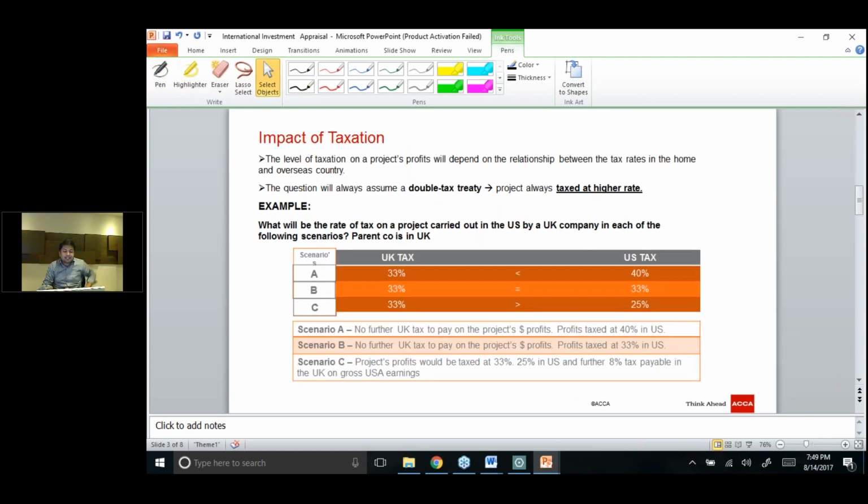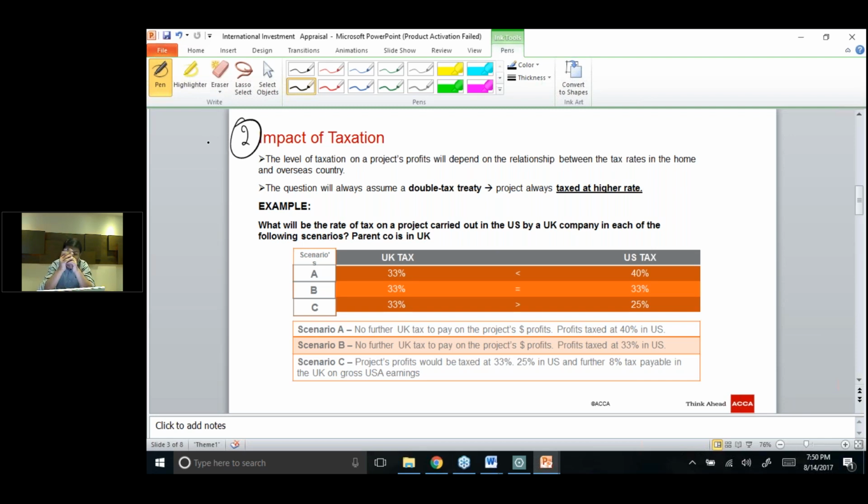Okay, the next adjustment is the impact of taxation. It's very simple. That is the second adjustment. What is it? In this, there is a very simple rule. If you have paid higher tax in a foreign project in a foreign country, you do not need to pay any tax in your country.